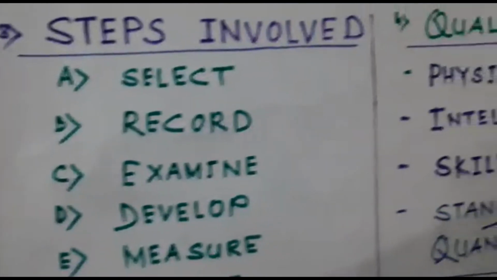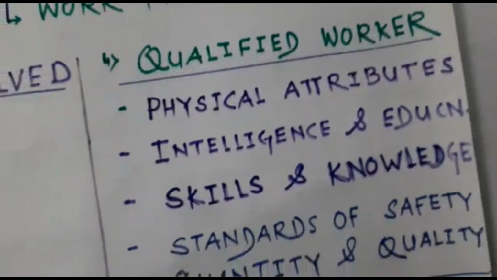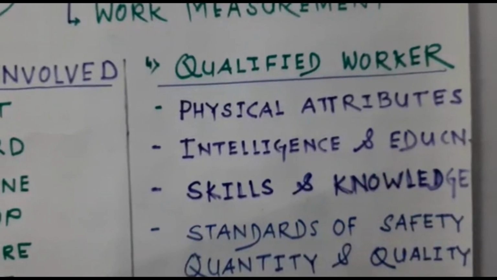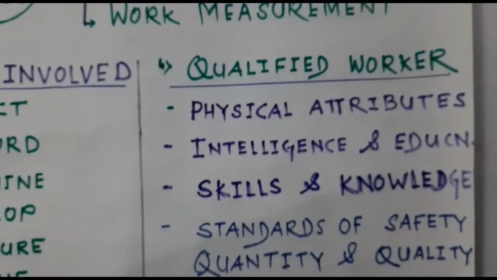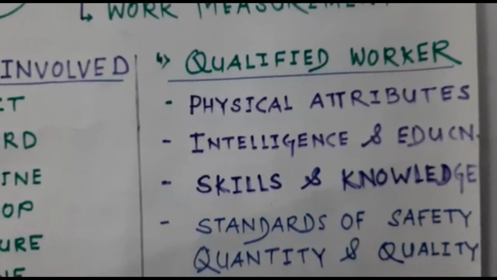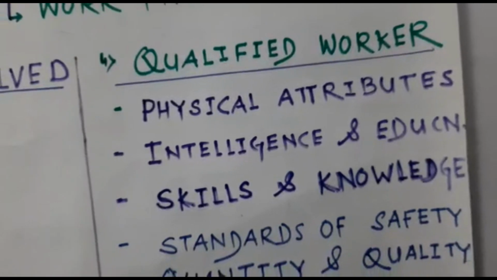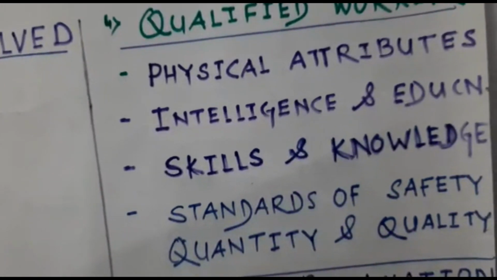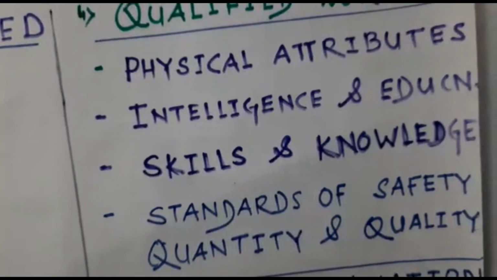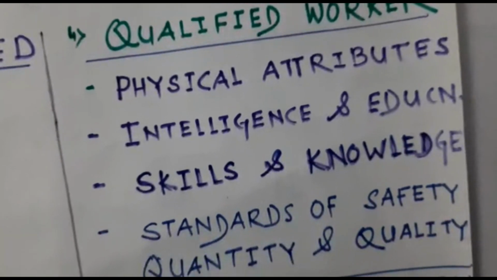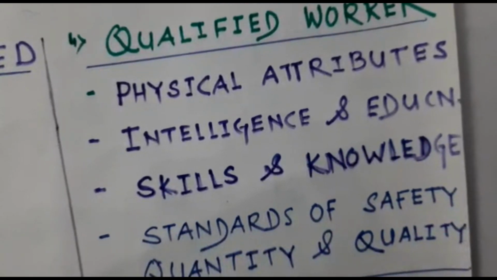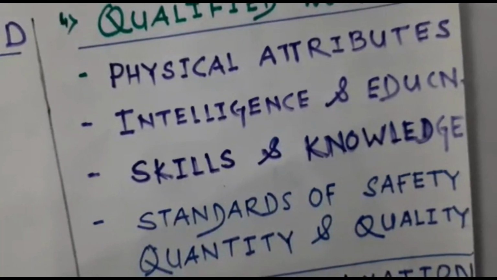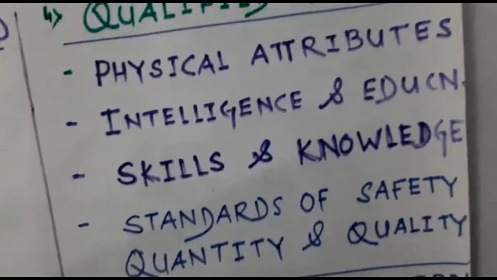Now we will see what is a qualified worker. A qualified worker is a worker who has the necessary physical attributes to carry out the job, who has the intelligence and education, and who has acquired skills and knowledge to carry out the job so as to maintain certain standards of safety, quantity and quality. So by qualified worker, we mean that the worker should have physical attributes, intelligence, skills, knowledge, so as to carry out the job so that the standards of safety, quality and quantity can be maintained.